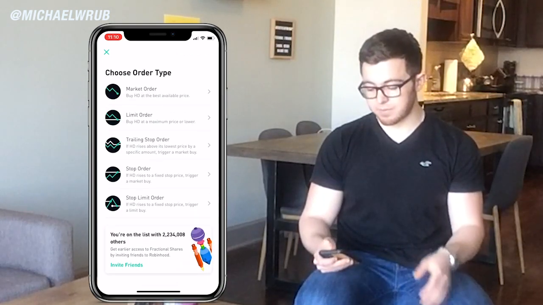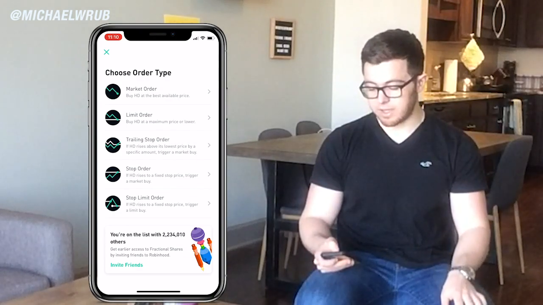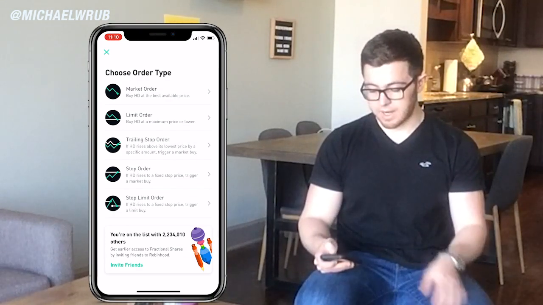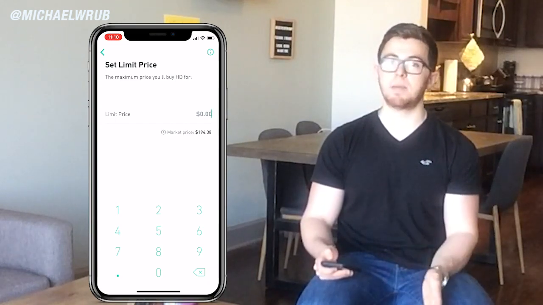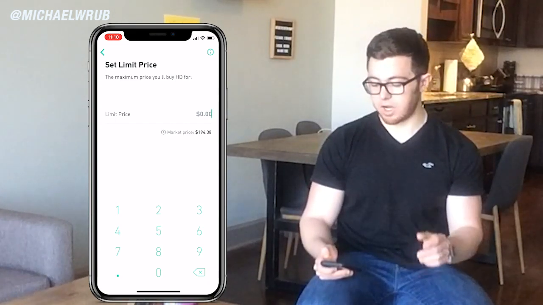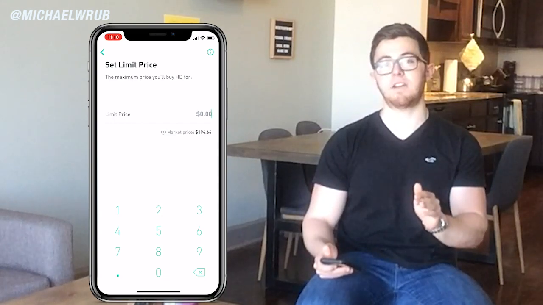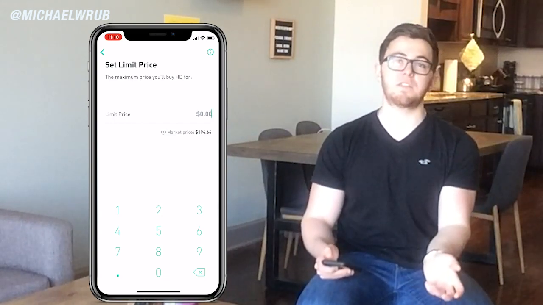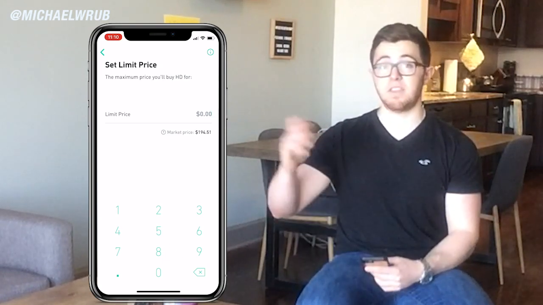So if you want to set it to an actual price, you click on the top right there, and then you click on limit order. And you see the different options, but limit order, that's going to be the maximum price you'll pay for the company. So if you want to buy Home Depot shares and you don't want to pay more than $195, you put in $195 and it will not buy it unless it is $195 or less. So then there's nothing you have to worry about. You know the exact price you're going to be getting it for. And this is good because you'll know the exact price.